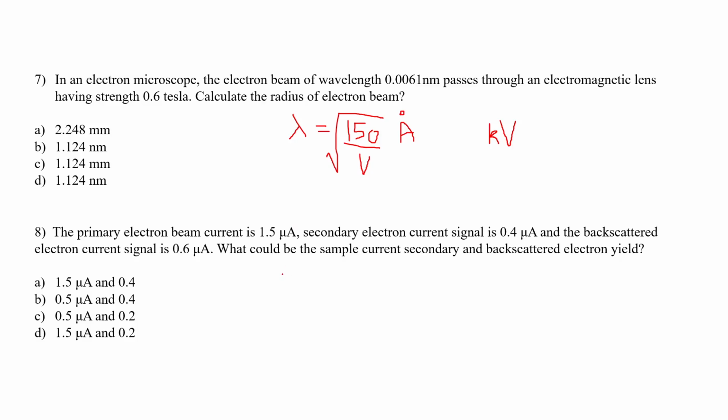So basically, your total beam current is given by the sum of your backscattered electron, BSC.